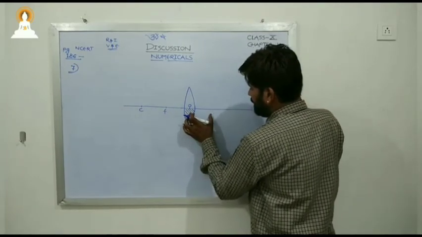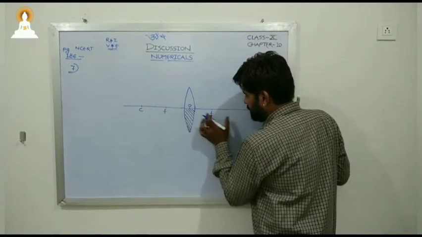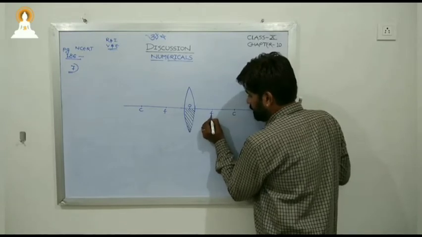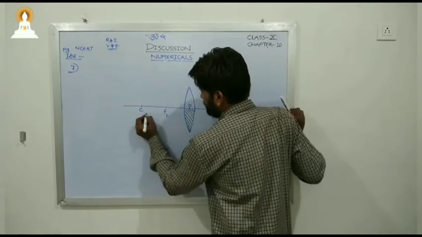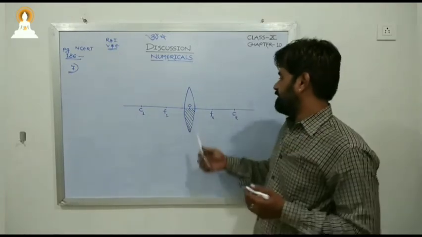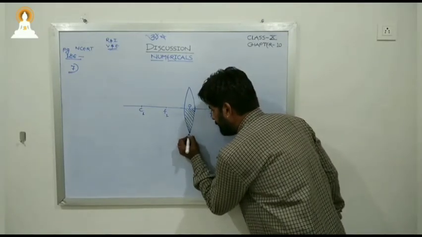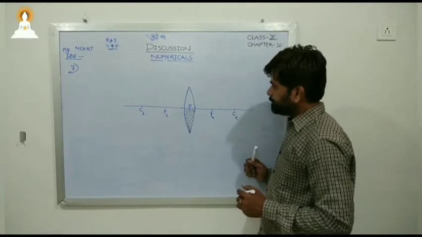Similar length should be here. So here is our focus, and similar length should be here. Then here is our center of curvature. These are the second one, and these are the first one. Now what they are asking is whether the image will be formed with the full brightness or not. So let us do it.